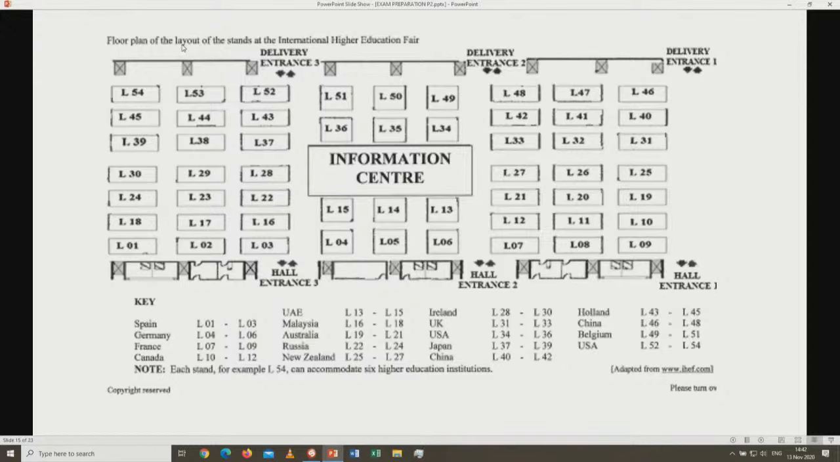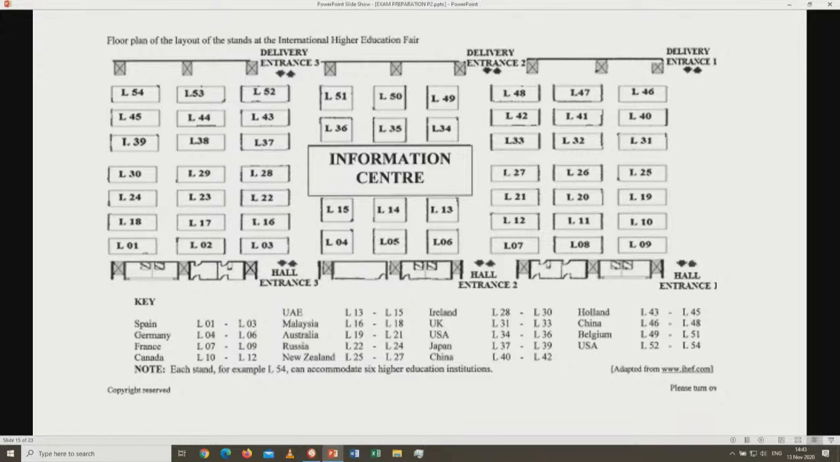It is a layout of stands at the International Higher Education Fair. International meaning different countries, or countries above South Africa, more than South Africa. And then you will see here is Spain and you will get numbers, Germany, and here is a number. So if you relate Spain now, you will see Spain is in all of these, LO1, LO2, LO3, all of these are Spain. And Germany, LO4 to LO6. So all of these are Germany and so on and so on.